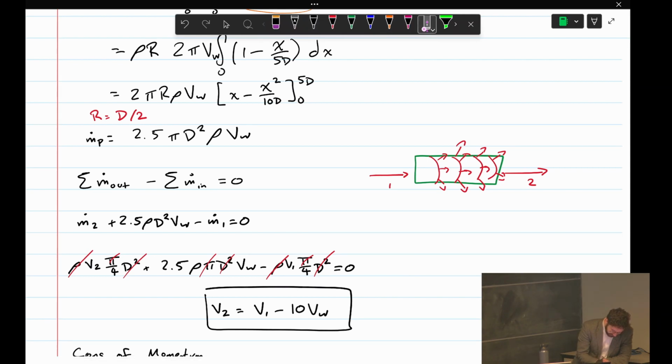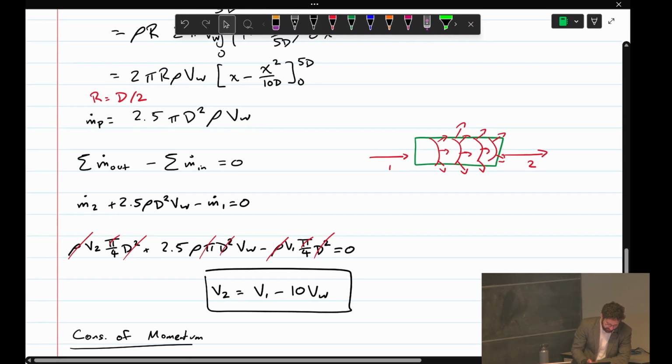This 2 pi r, this 2r turned into d. Yeah, so this is d now. Thanks for pointing that out.